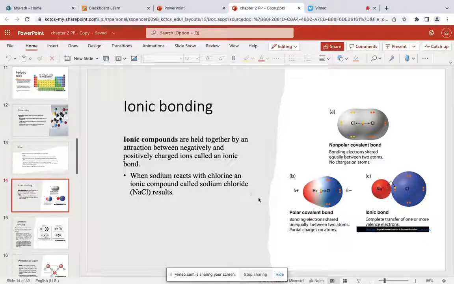Sodium normally is very positively charged, so you'll often see Na plus, and then you'll see chloride existing in a negative state. So it's just a complete transfer of one or more valence electrons. Again, we don't need to go into this in huge depth. I just need you to know that ionic bonding is an attraction between negatively and positively charged ions. And again, definitions are important, guys. You have to have a solid foundation before we move on.